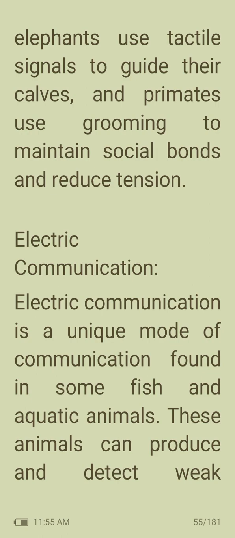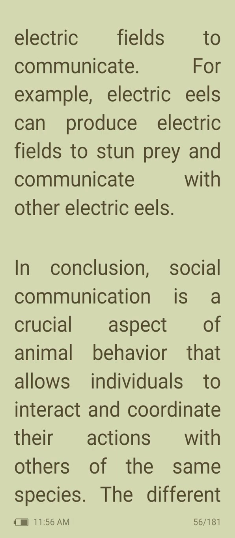Next, electrical communication. Electrical communication is a unique mode of communication found in some fish and aquatic animals. These animals can produce and detect weak electric fields to communicate. For example, electric eels can produce electric fields to stun prey and communicate with other electric eels.